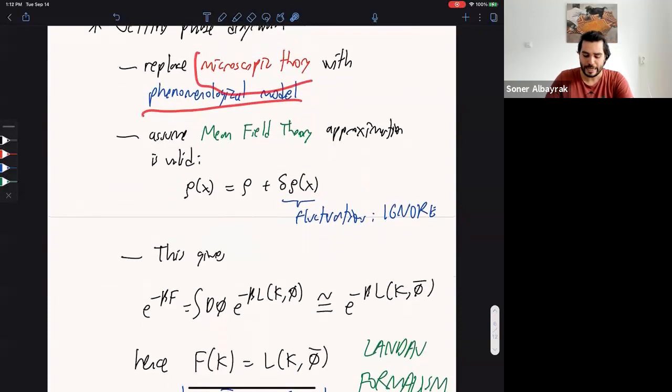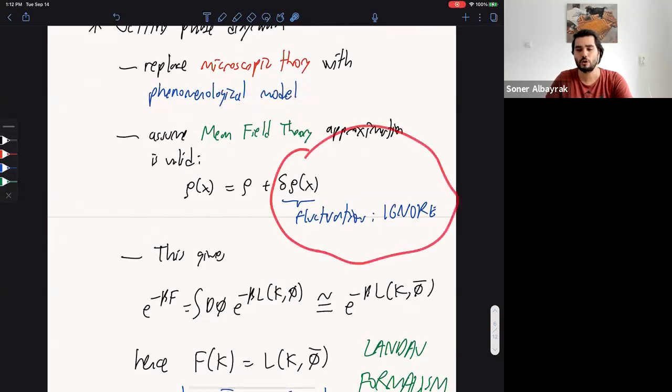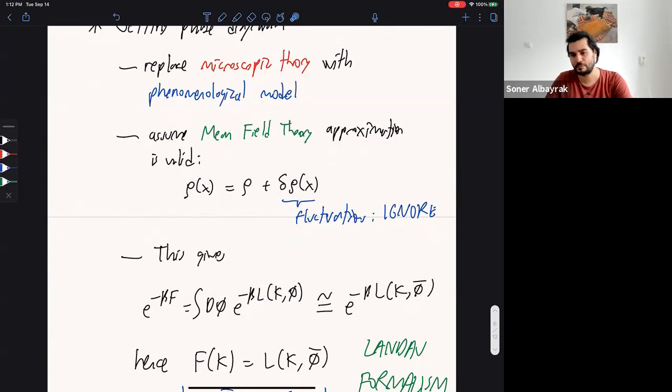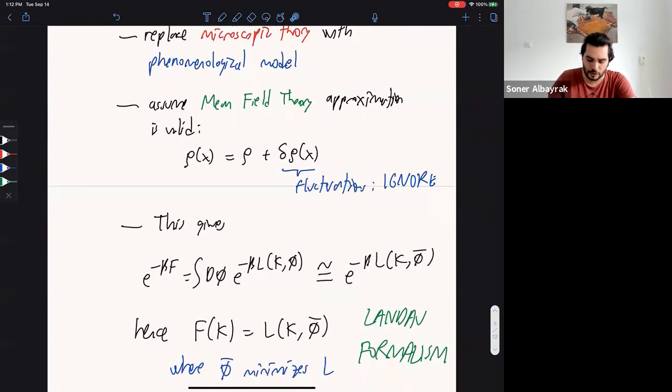model, assume mean field theory approximation, which means we first assume that the fluctuations can be ignored, compute some stuff, then determine whether fluctuations are important or not. If we determine fluctuations are important, then our original assumption was incorrect, so that means the model is not reliable. But in some cases, it turns out that the fluctuations can indeed be ignored, so the model is self-consistent. For the sake of simplicity, let's assume the model is self-consistent.